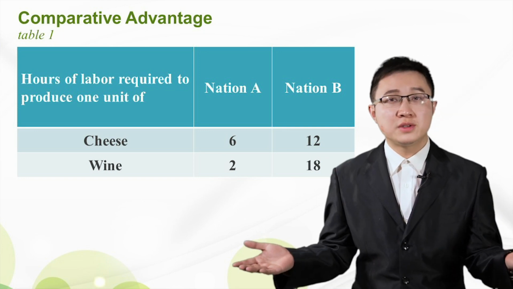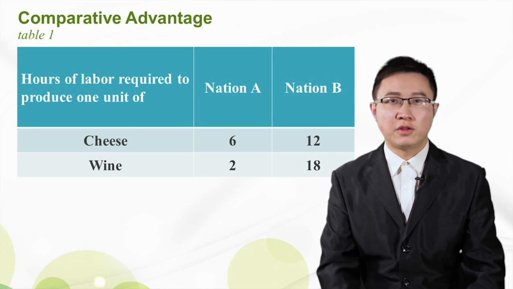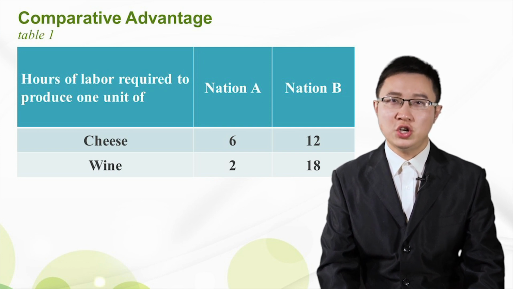Then, what about nation B? According to the theory of comparative advantage, nation B should expand its production of cheese, as the cheese production in nation B is relatively less costly.